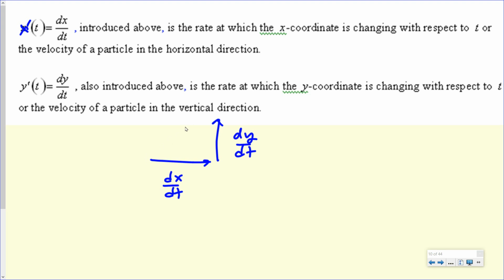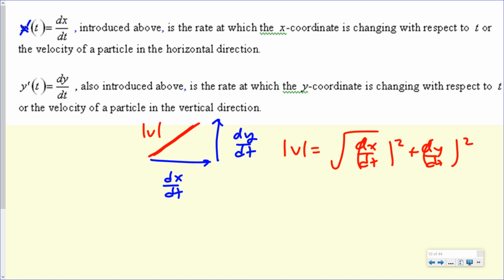We're going to go in curves and diagonals here, because now we're on a plane. We're no longer on a line. And since these are the component vectors for velocity, we can do a little calculation and figure out the magnitude of velocity. The magnitude of velocity is equal to the square root of (dx/dt) quantity squared plus (dy/dt) quantity squared.